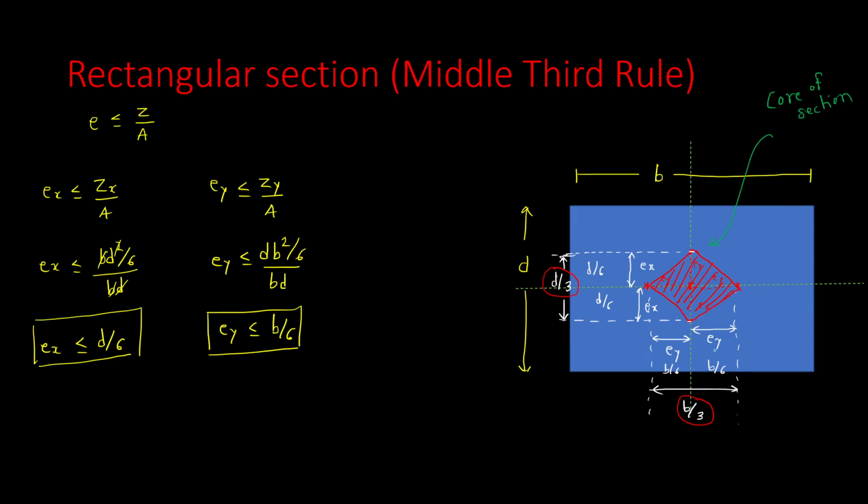Now what is the speciality of this core? If any load is present within this shaded area, if any load is present in this middle third area, then there will be no tension developed. If the load is present in this area, that means the location of load is here, or let's say here, then there will be no tension developed in the member. But if it is outside of this core, then there will be tension developing.